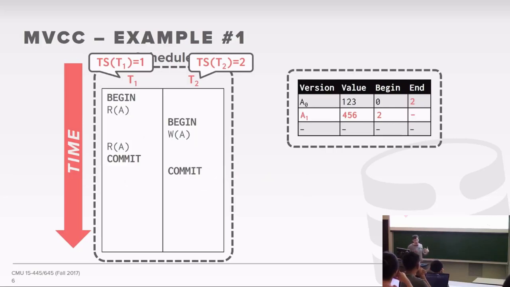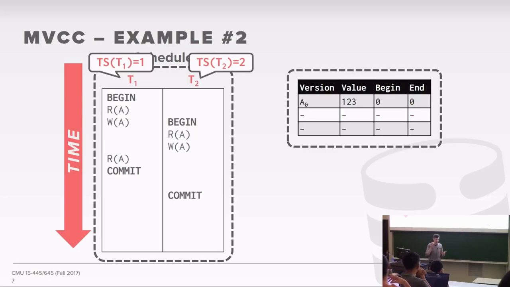So I'm grossly oversimplifying how this actually works, and we'll look at Postgres in a second. But this is the general idea. You set these timestamps, and that determines what's visible to you or not.